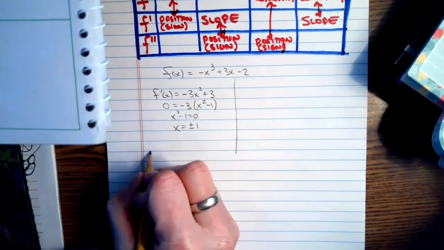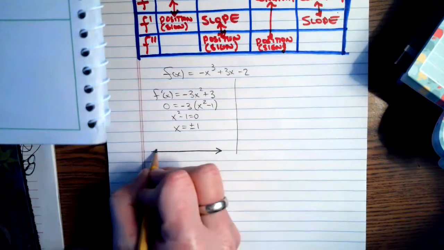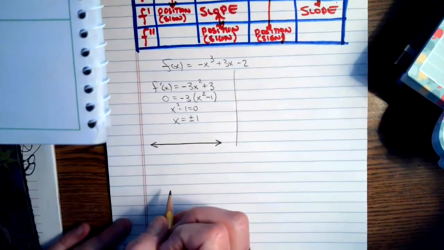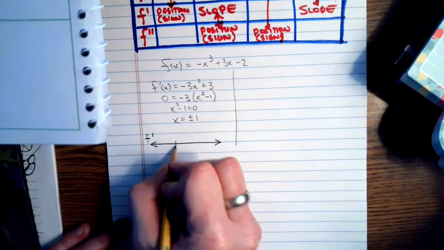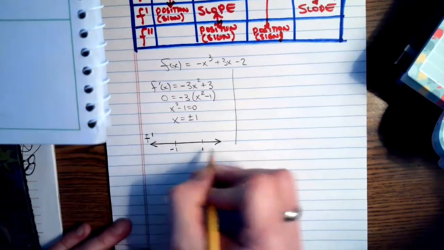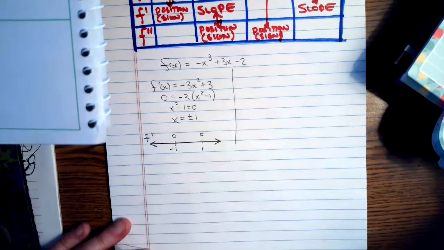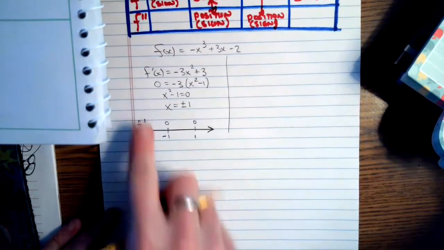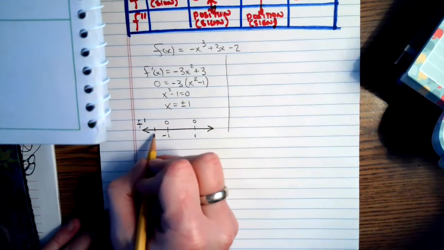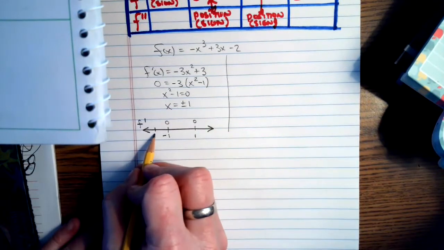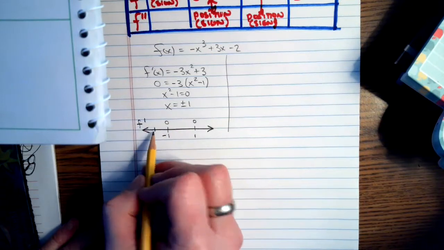So I want to make a sign chart, which is a little number line. And I'm going to label this as f prime. And I've got two critical points, negative 1 and 1. And the first derivative for both is 0. So the first derivative is 0 for both of those. Now I'm going to test some points within these little intervals. So back here, negative 2. What would the first derivative be at negative 2?